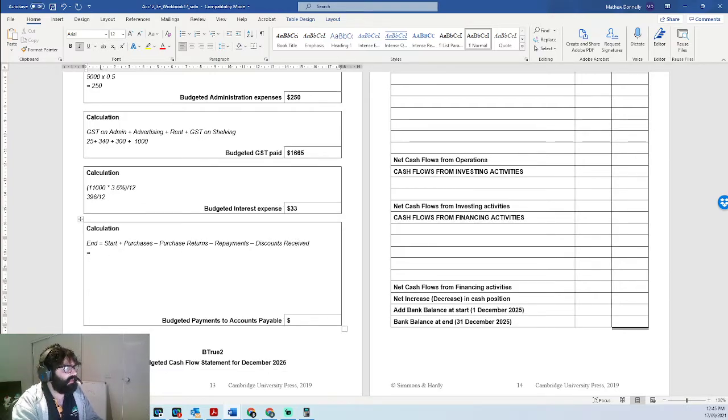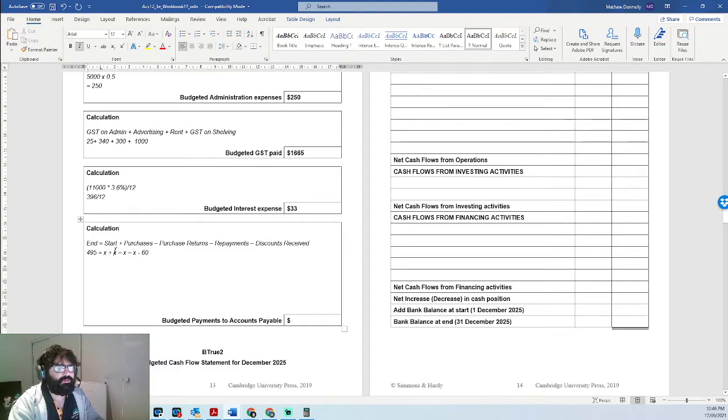So we know the end, if we have a look at one of the dot points, I think it looks like about dot point 6. Tiffany plans to pay accounts payable at the end of every week, leaving $495 owing at the end of December, but earning a discount revenue of $60. So we know immediately our end is $495. Then we just need our start, purchases, purchase returns, repayments, and discounts received, which we got was $60. So let's go through the rest of the numbers.